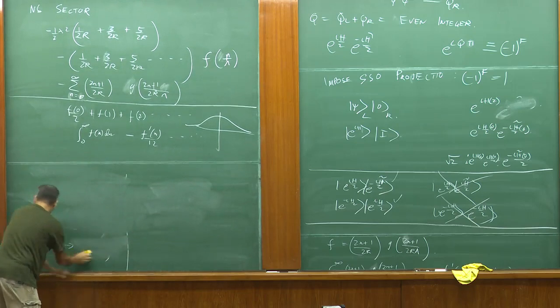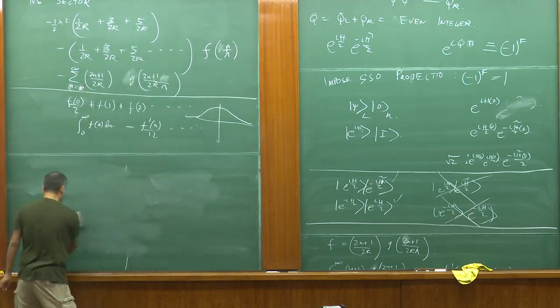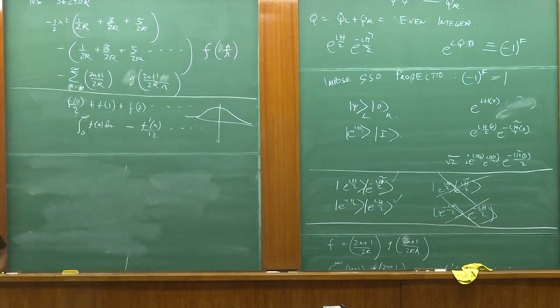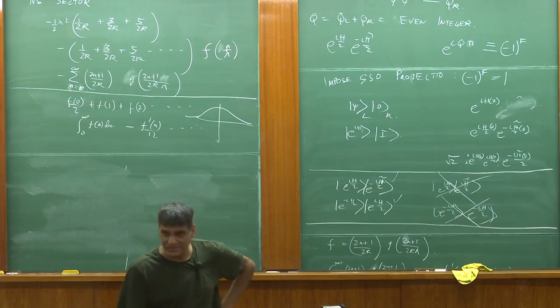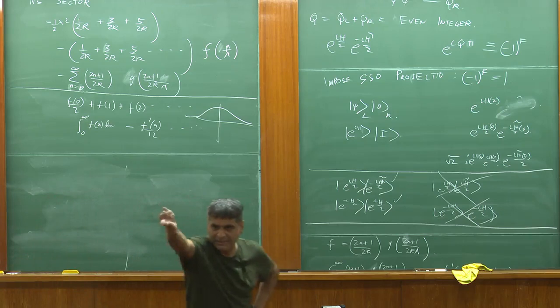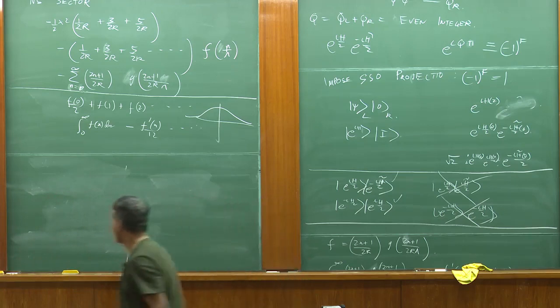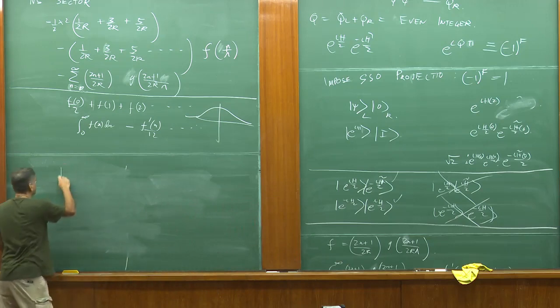The first thing we want to do is ask why, at least intuitively, this procedure gives us modular invariance. And this will help answer your question. Okay. Let us look at the following thing.